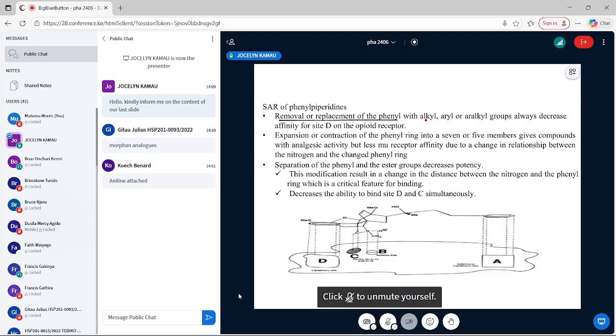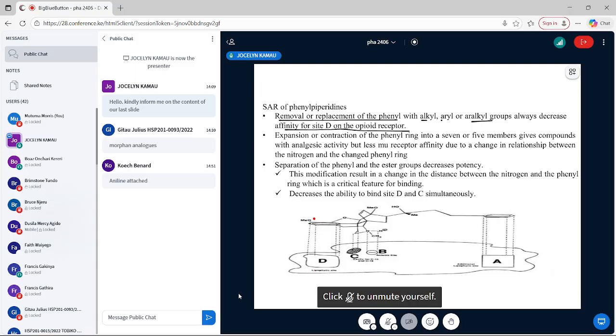Removal of the phenyl ring, replacing it with an alkyl, aryl, or R-alkyl, remember, R-alkyl is where you have an aryl group and an alkyl group, always decreases affinity for the D site on the opioid receptor. Again, remember, all these compounds require a phenyl ring. So we are saying it is necessary for maximum activity. If you change it with any other group, you will decrease activity at the D site, and this is the D site. So you can see the phenyl ring is the one which interacts with the D site.